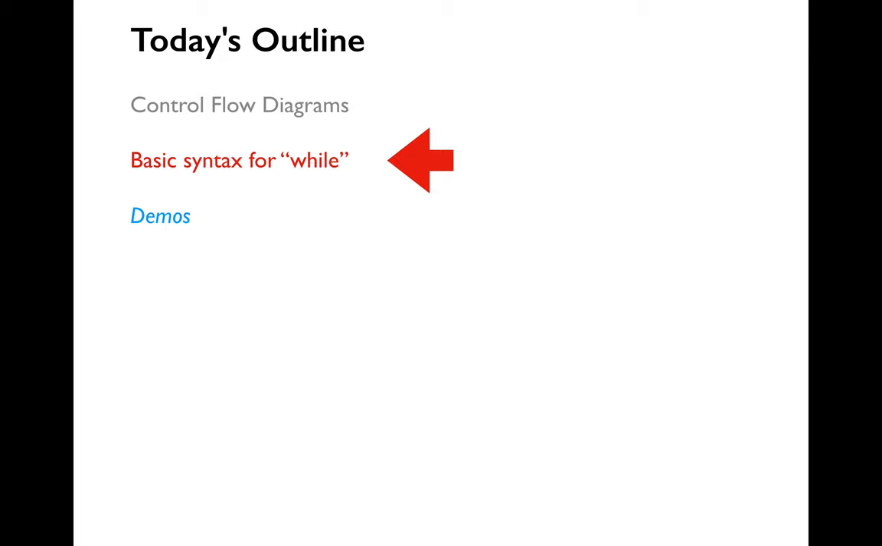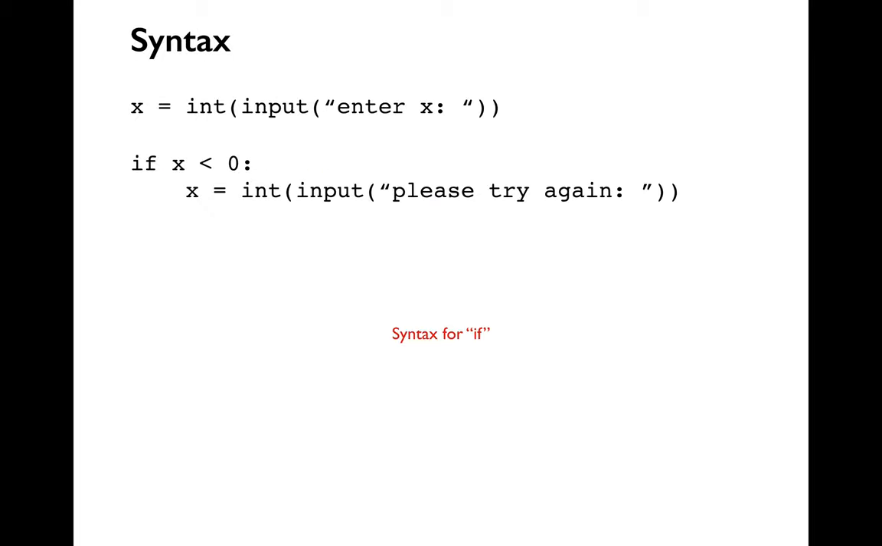Okay, so let's talk about the syntax. Here was the syntax for the if, so you've seen this before. What are we doing here? We're taking an input from the user, an x that we convert to an integer, and then if it's negative, we ask them to try again. So they get to try either once or twice, right? After that, it just keeps going forward.